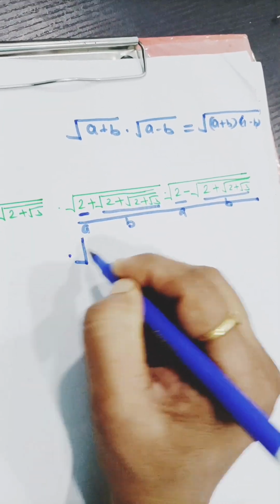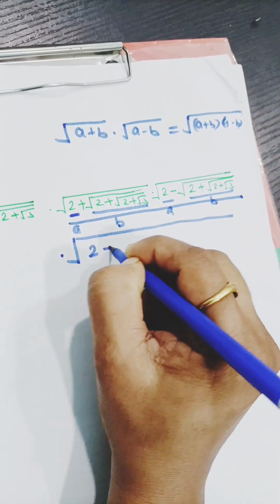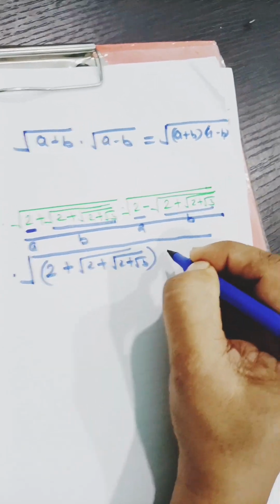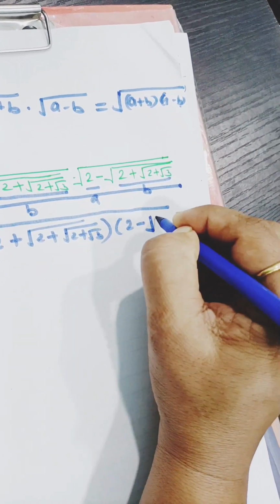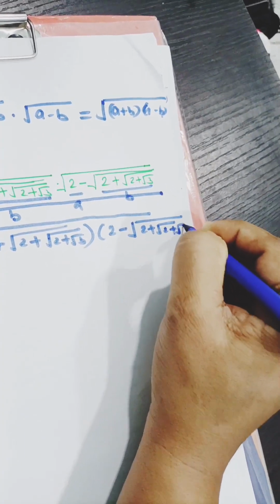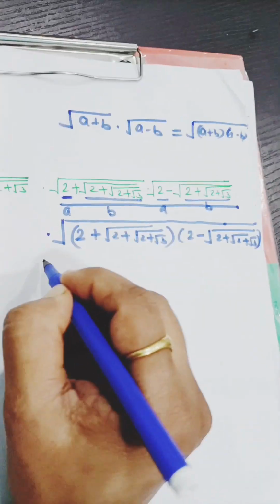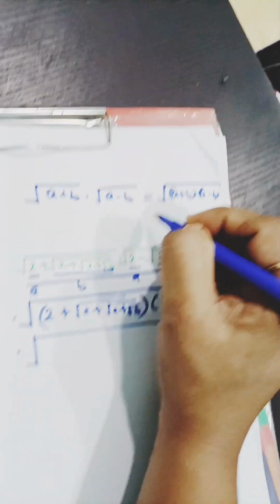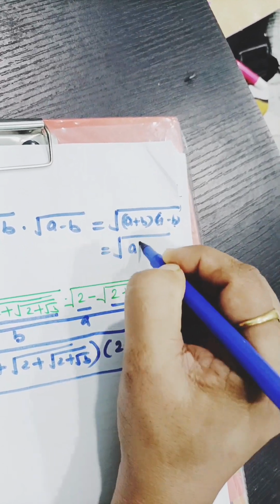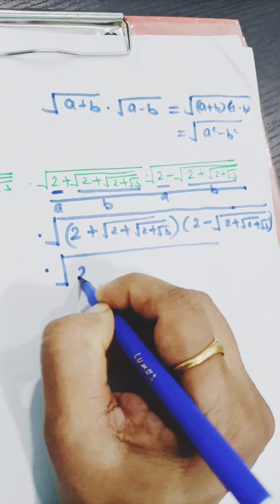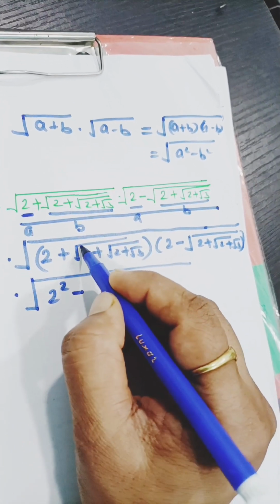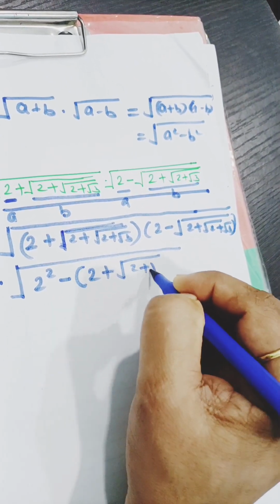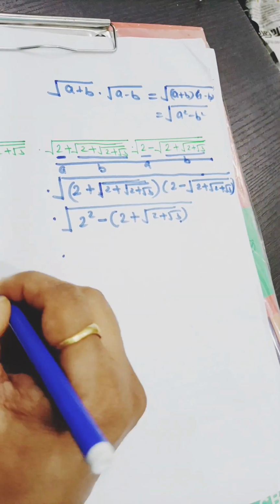Okay. So under one radical we will write 2 plus under root 2 plus under root 2 plus root 3 in one bracket. And in another bracket 2 minus under root 2 plus under root 2 plus root 3. Okay. So again we will keep them as it is. Under root a plus b a minus b, which is nothing but under root a square minus b square, means square of these two minus square of this term. So square and this square root we will remove and we will write simply 2 plus under root 2 plus root 3. Okay, so again we will keep as it is.